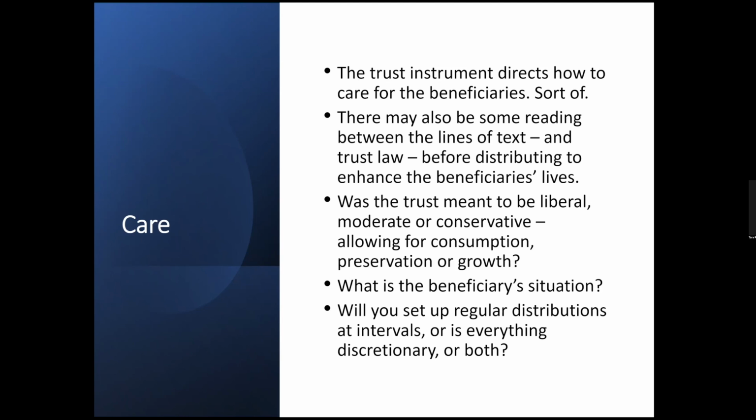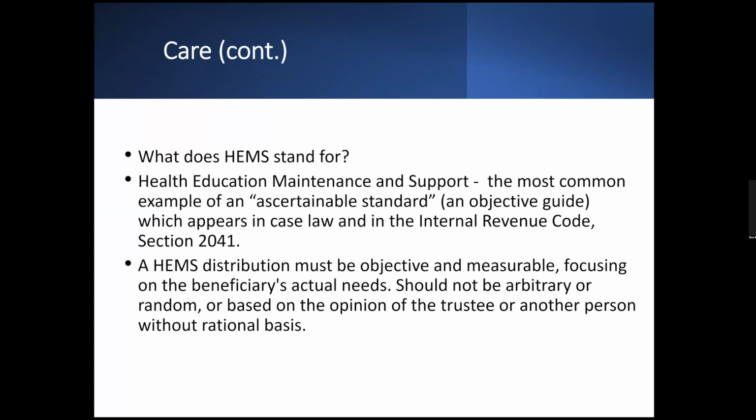Now, a common standard that's going to be put in the trust for care is HEMS, or health, education, maintenance, and support. This is an example of an objective guide or ascertainable standard. The reason that this is so important is that using a HEMS standard for distribution, it is possible for the beneficiary to be the trustee.